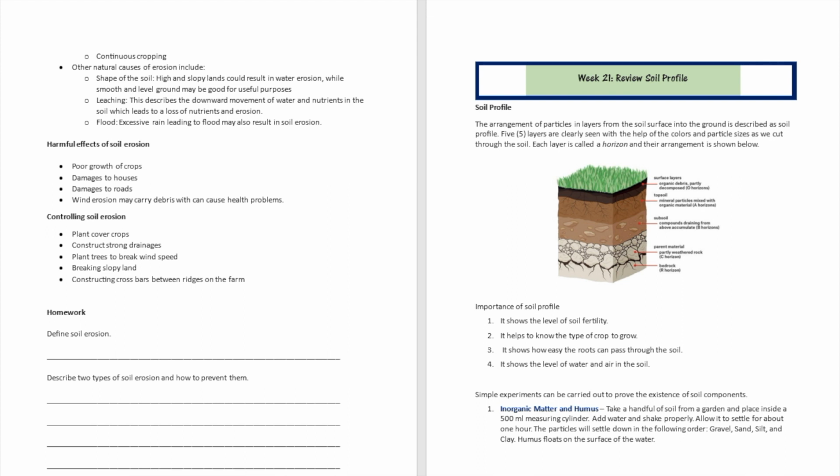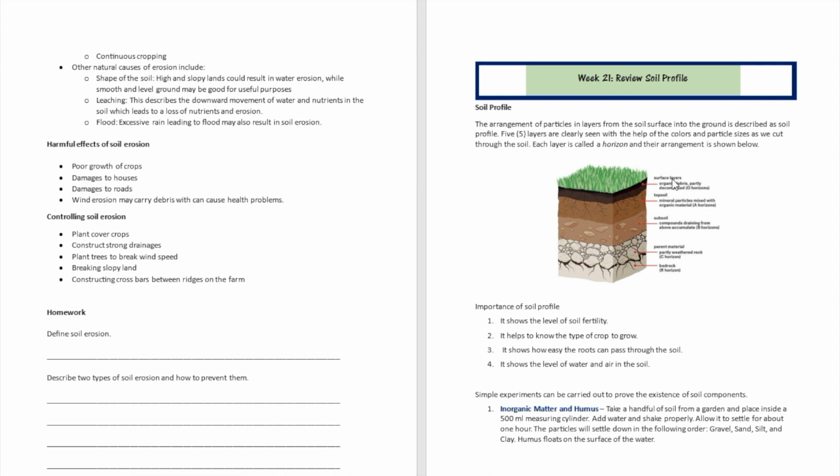So what is the soil profile? Well, the soil profile is the arrangement of particles in layers from the soil surface into the ground. There are typically 5 layers that can be clearly seen with the help of colors and particle sizes as we cut through the soil profile. We are going to see something called the surface layer, which includes organic debris, partly decomposed. And then there's something called the topsoil.